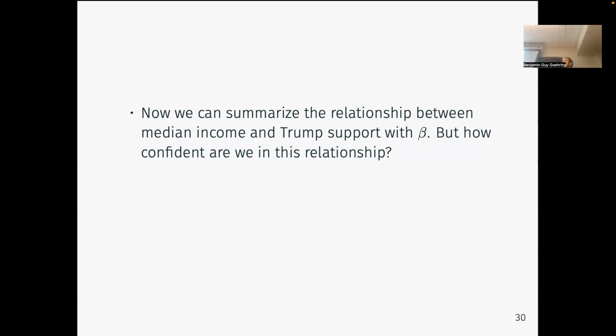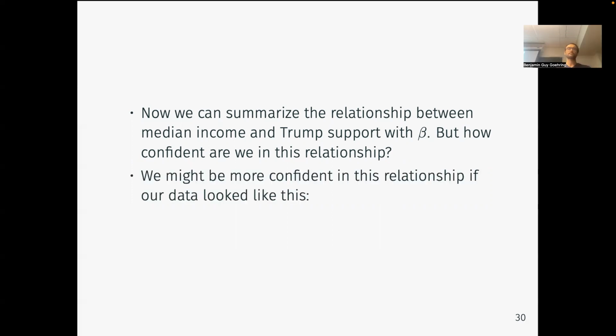But now we need to think about how confident we are in this relationship. How much do we really think that 2.52 number is telling us something real and isn't just much ado about nothing, okay? That's going to be a lot clearer, hopefully, when I visualize it.